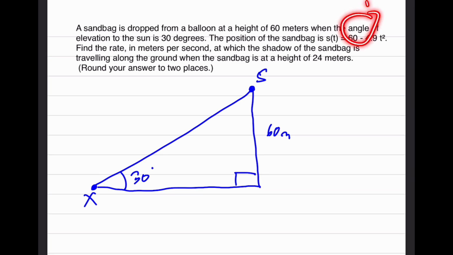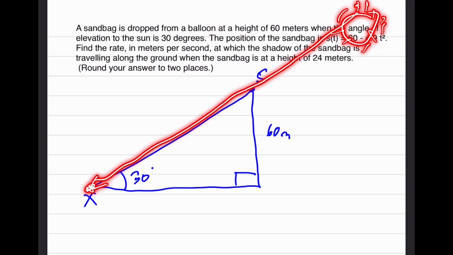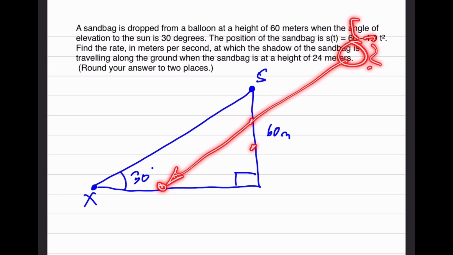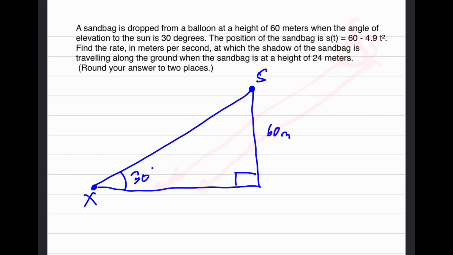So if the sun is over here, like there, and this is where the shadow is at the start. That's why I've labeled point X, and the sandbag is over here. So as the sandbag falls down like this, the sun's rays will give a shadow over there. So at this position, the sun will give this shadow, and at this position, we're assuming that the angle stays almost the same, so the sun will give this shadow until the sandbag hits here where there is no shadow because it's on the ground.